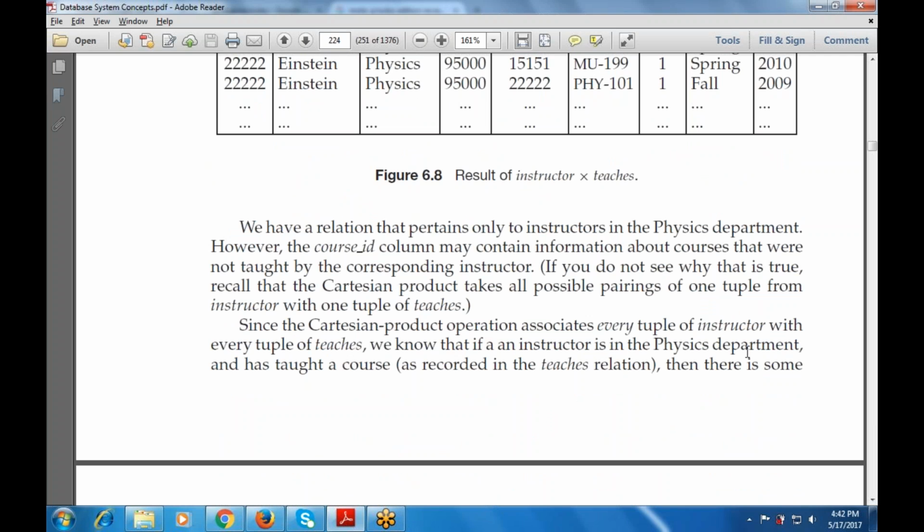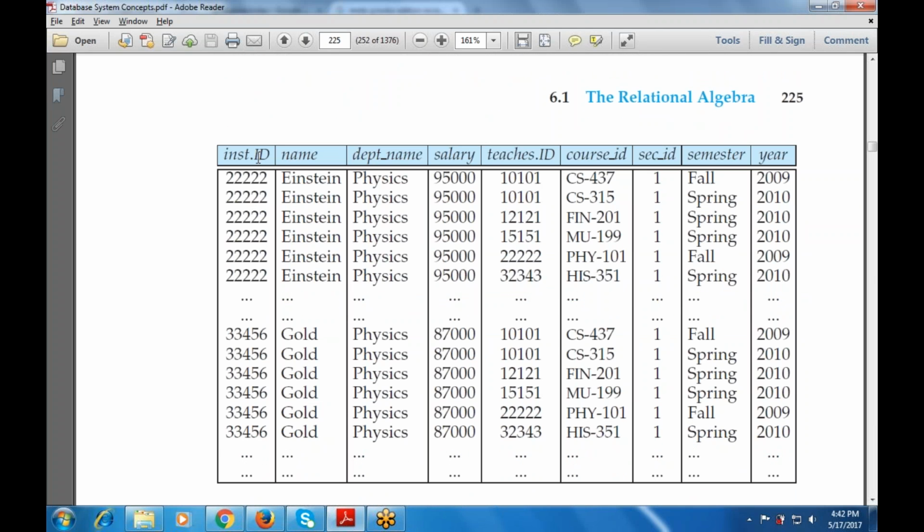So we have a relation that pertains only to the instructors in the physics department. However, the course ID column contains information about courses that were not taught by the corresponding instructors. Such a Cartesian product associates every tuple of instructor with every tuple of teaches. Now this is one of the examples: instructor.ID, name, department name, salary, teaches.ID, course ID, section ID, semester, and year.